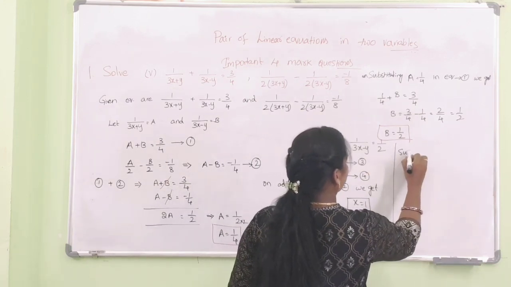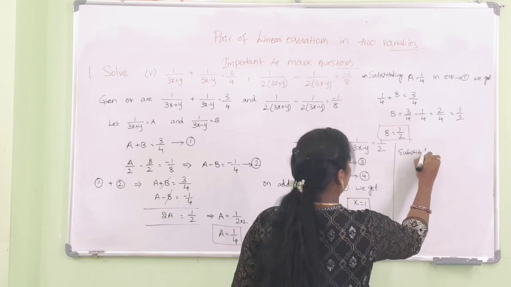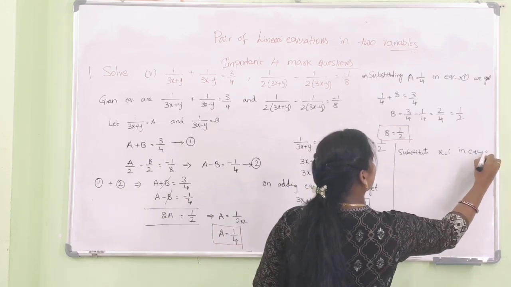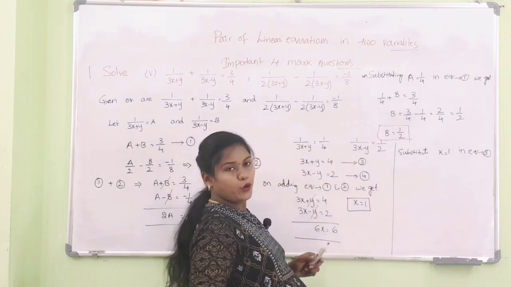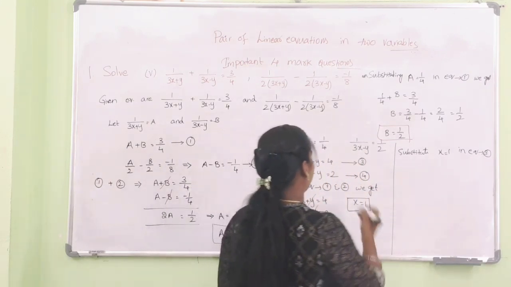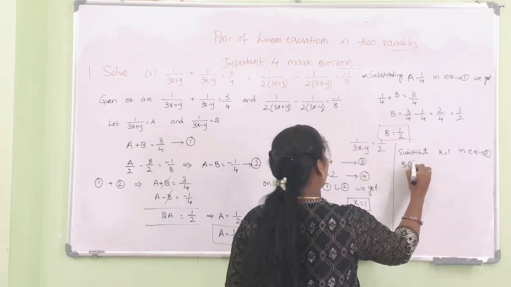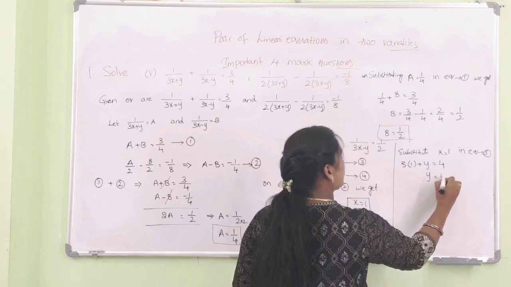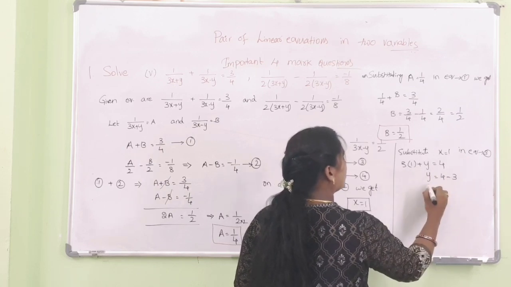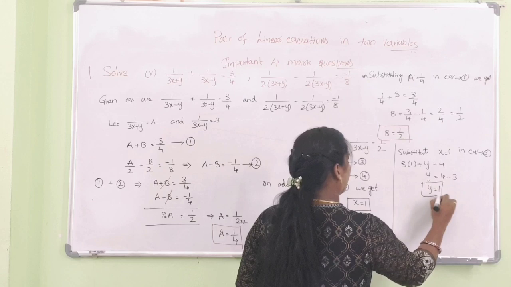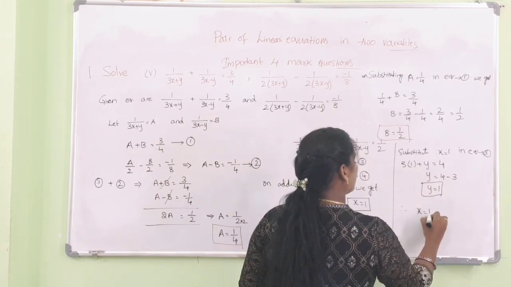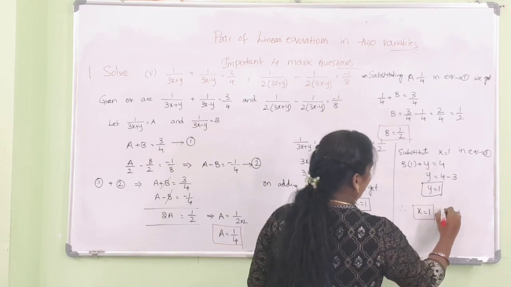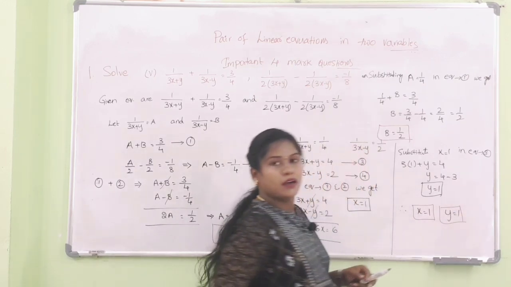Now substitute x is equal to 1 in equation 3 or 4. I am substituting in equation 3. Then we get 3 into 1 plus y is equal to 4. Y is equal to 4 minus 3, ones are 3. Y is equal to 1. Therefore, the required values of x and y are 1, 1. X is equal to 1 and y is equal to 1 is the required solution.